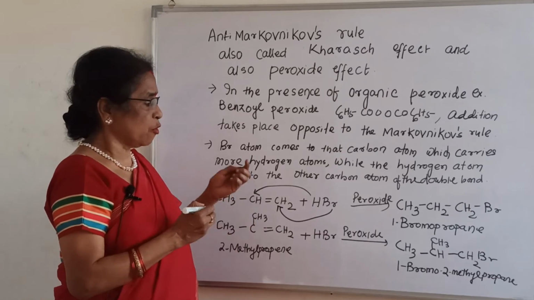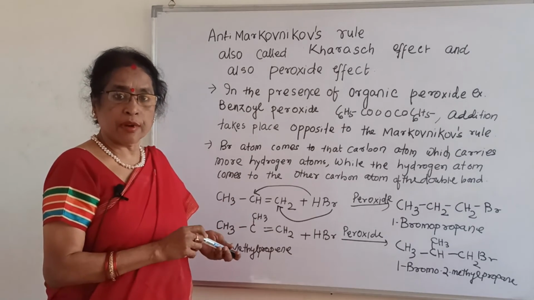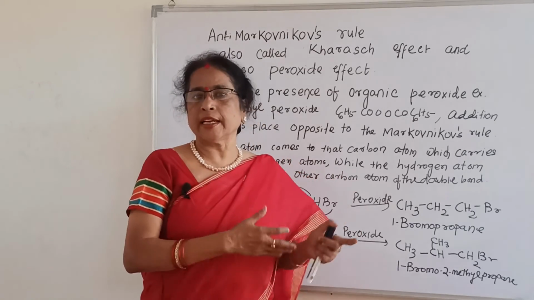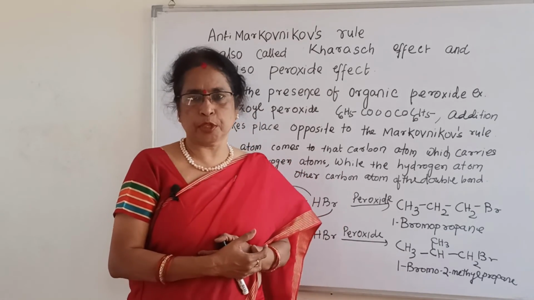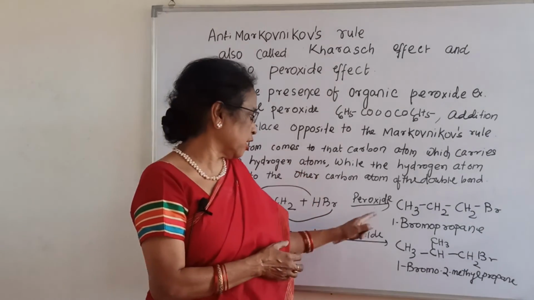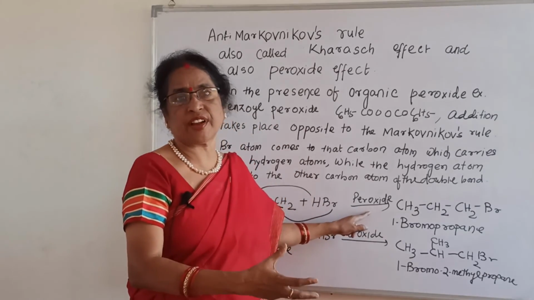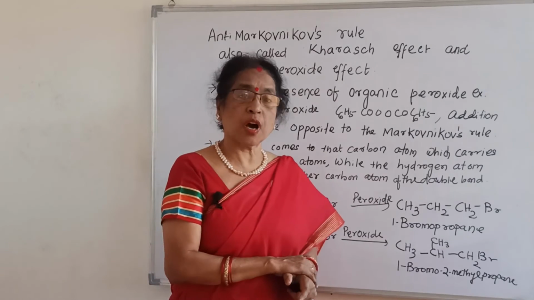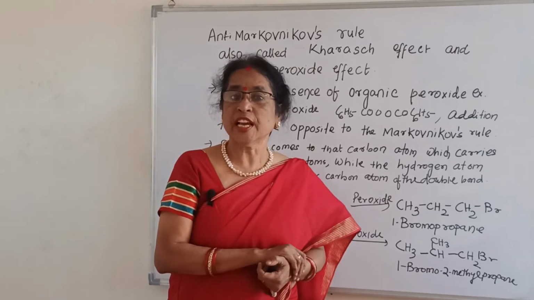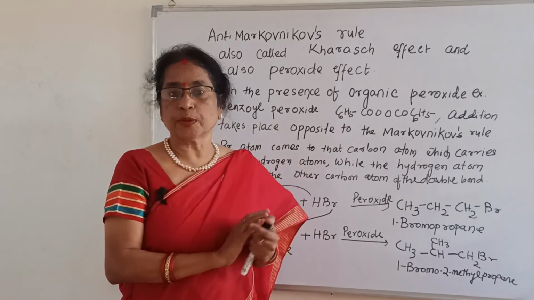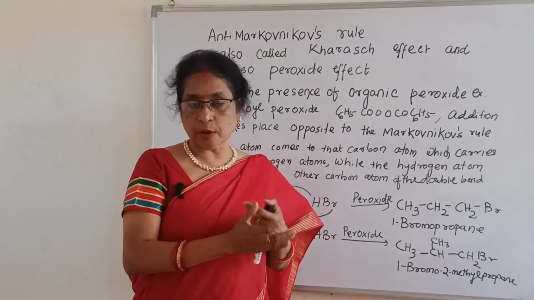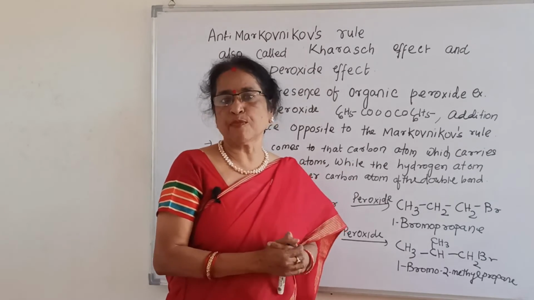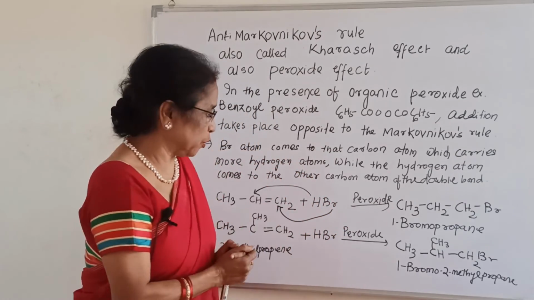Now what is the name? When Markovnikov's rule is followed, 2-bromopropane is observed, whereas in anti-Markovnikov's rule, that is the peroxide effect, when you add benzoyl peroxide, the product is 1-bromopropane. This is very, very important: Markovnikov's rule, anti-Markovnikov's rule, and what the products are in both cases is very important from the examination point of view.